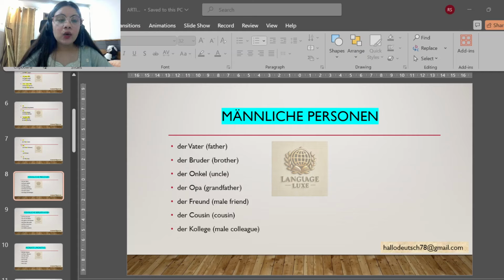Then comes der Cousin. Cousin is cousin. Der Kollege. That is male colleague. Der Vater, der Bruder, der Onkel, der Opa, der Freund, der Cousin, der Kollege. So these are male persons, which is why they are taking the masculine article.